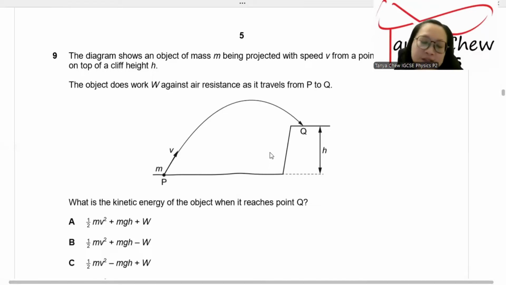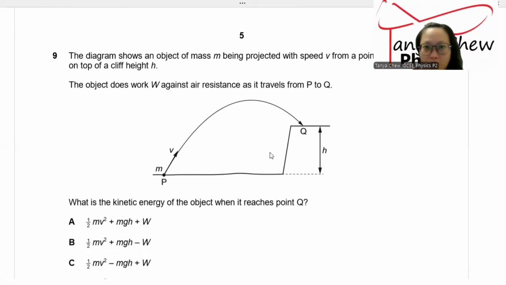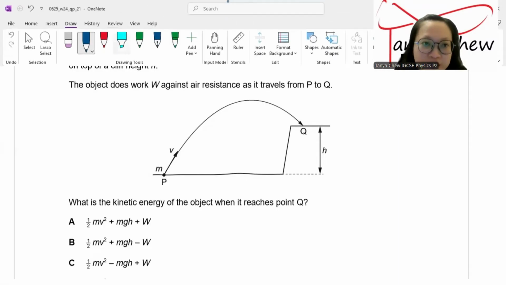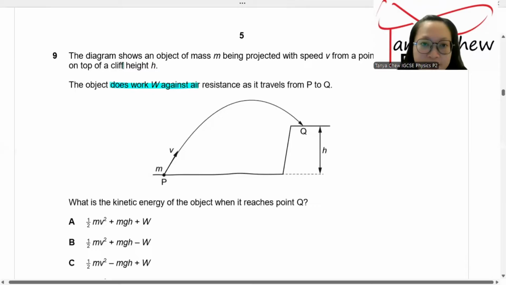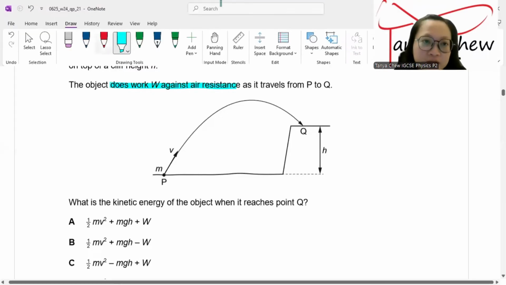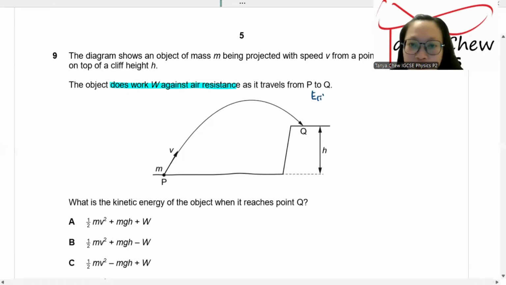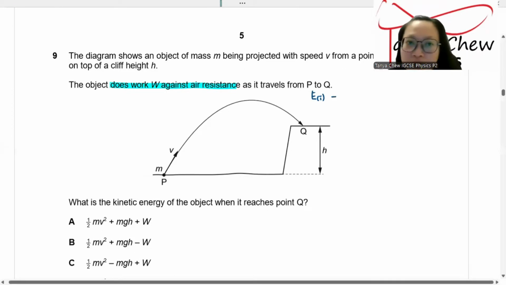Now, when I see this type of question, whenever they talk about energy, whenever they give the speed, whenever they say the object does work, this is actually the hint. Object does work against air resistance. That is the hint. I am going to use the principle of conservation of energy, which states that the total initial energy, minus the work done against friction or air resistance, equals the final energy.